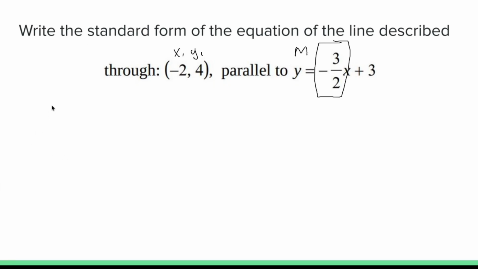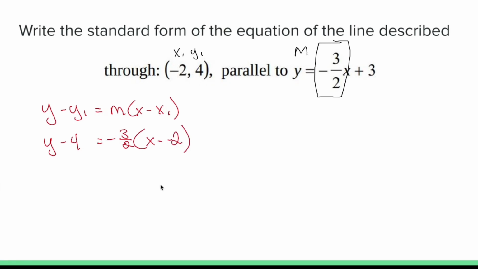So point slope form is y minus y sub 1 equals m times the quantity x minus x sub 1. If something is parallel, that means they share the same slope. So my m is negative 3 over 2. I have it labeled. So y minus 4 equals negative 3 over 2 times x minus negative 2. So we have a double negative here. Let's make it positive.